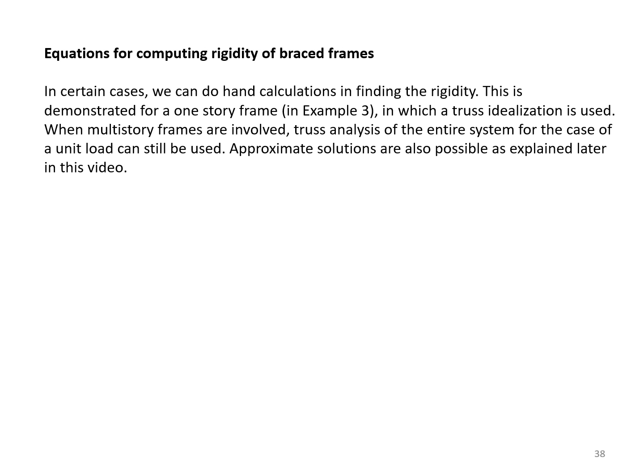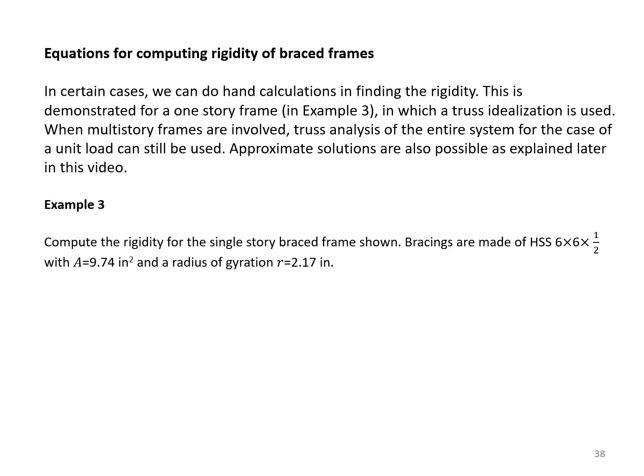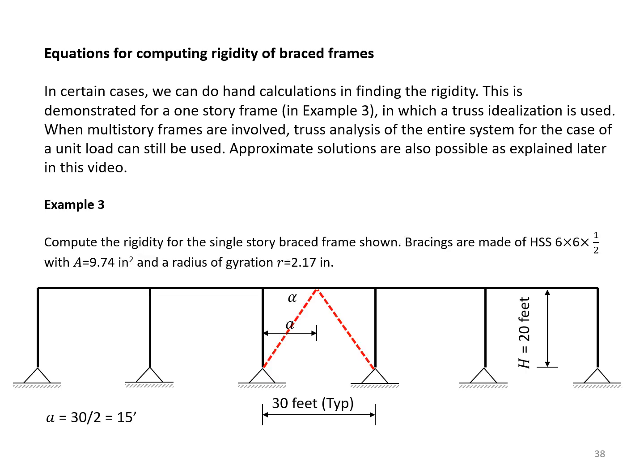We can do hand calculations, and I demonstrate this through an example. So let's look at this example. We are talking about a 5-bay frame. Span is 30 feet typical for each bay, and the height is 20 feet. And the bracing is what we call the K bracing.